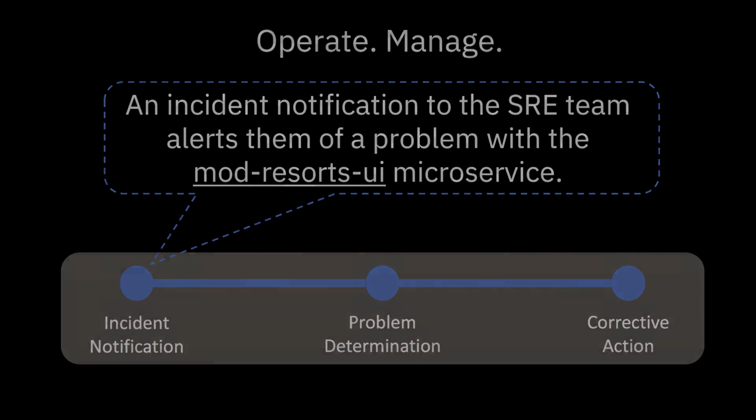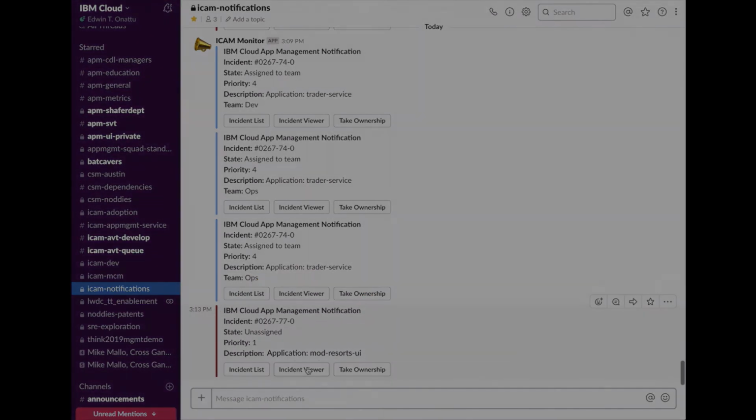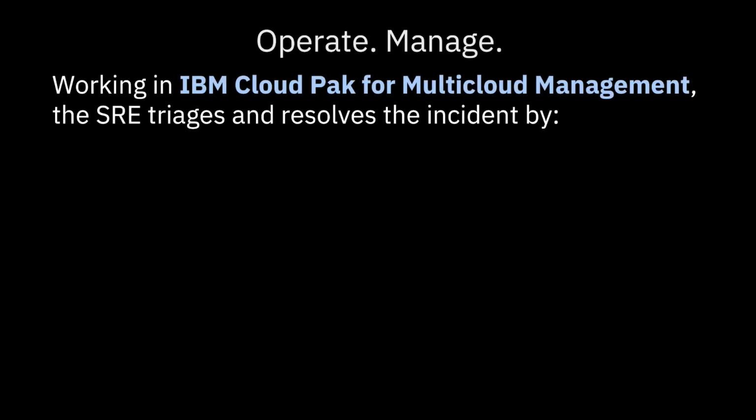We start with an alert notification sent to a Slack channel being monitored by the SREs. And while this demo only shows IBM Cloud Pak for multi-cloud management sending an alert, know that IBM Cloud Pak for Applications and IBM Cloud DevOps for IBM Cloud Paks share this ability. And through this automated notification, SREs can begin to triage the incidents for a speedy resolution.